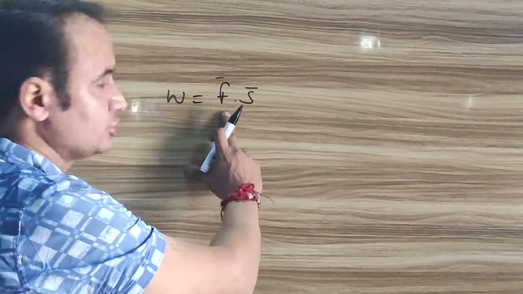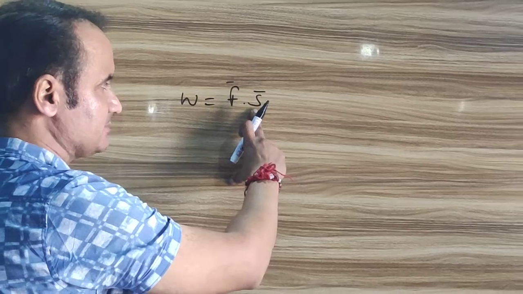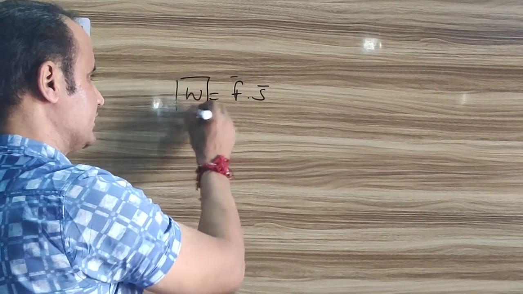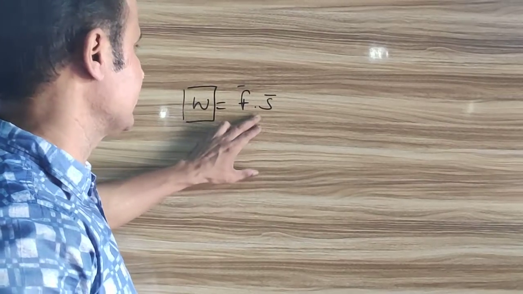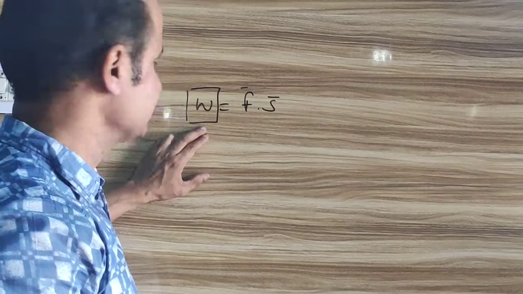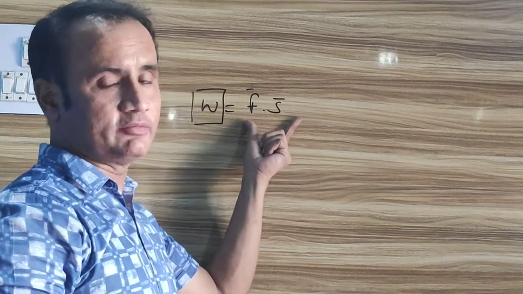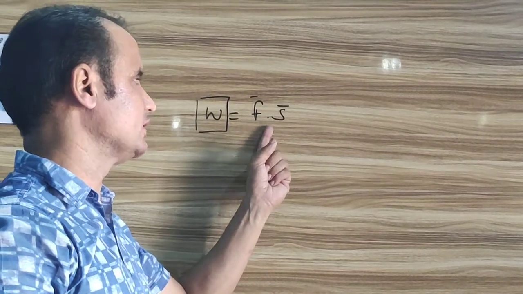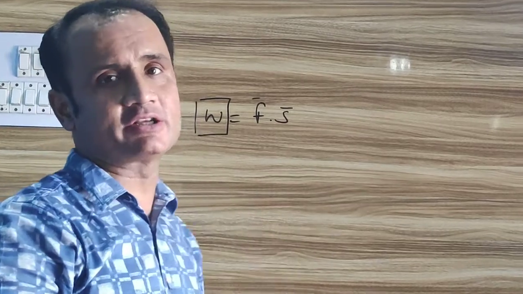Though both of the quantities, force and displacement, are vector quantities, the work we get is a scalar quantity. Both of those are vector quantities, but this is a scalar quantity. Not only do we look at the dot product, but work cannot be directional.